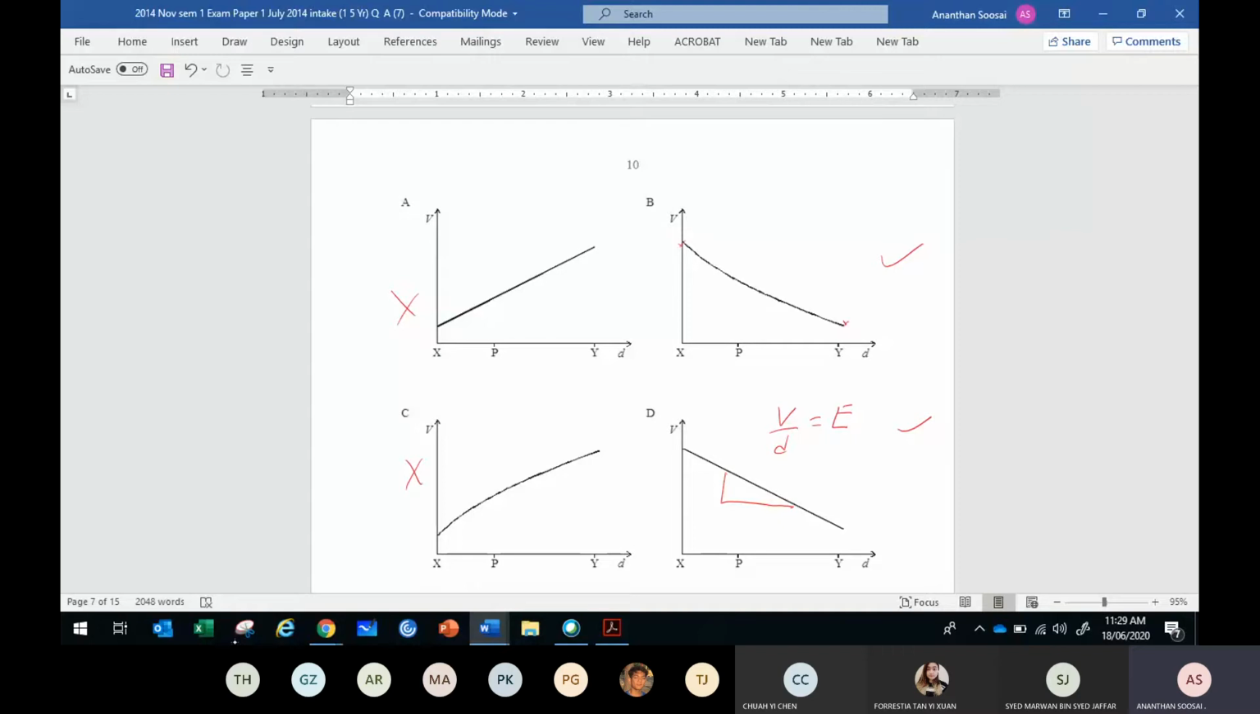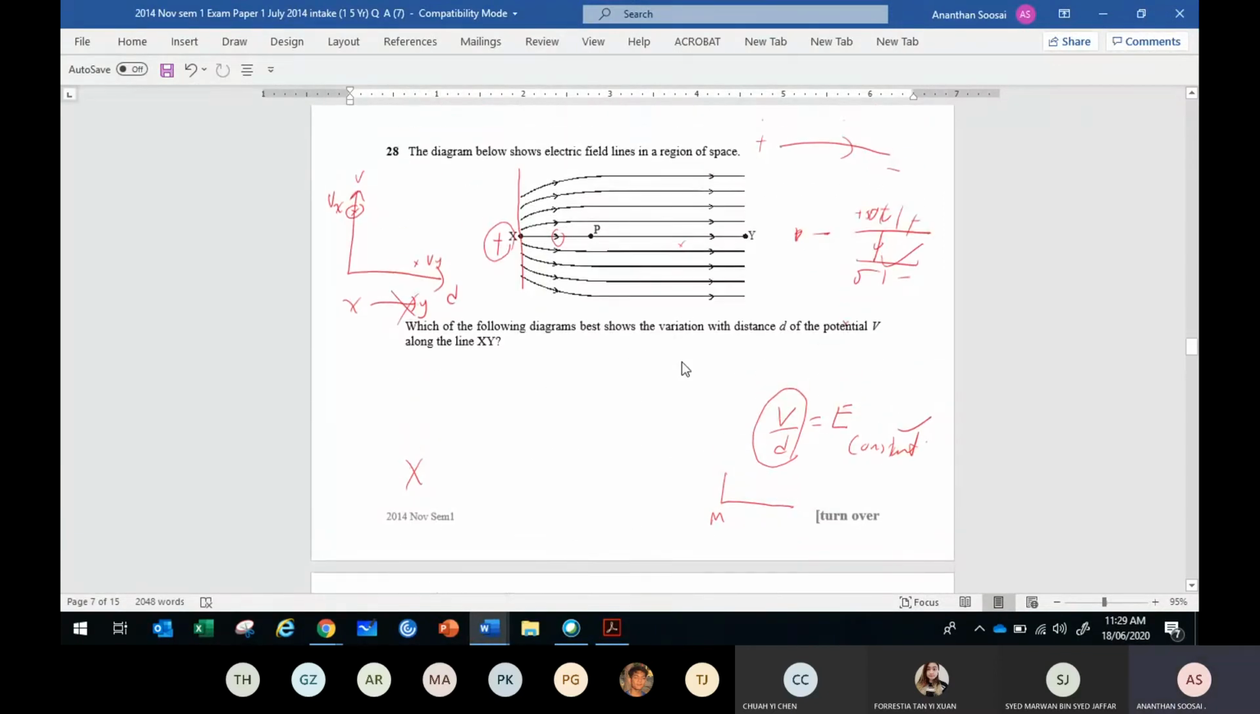If it is a straight line, is the field constant or changing? If the V over D is a straight line, if the gradient is constant, that means E is constant, right? You go back, the field, is it constant? If the field is constant, the field at X and the field close to Y, is it the same? It's not the same, right?